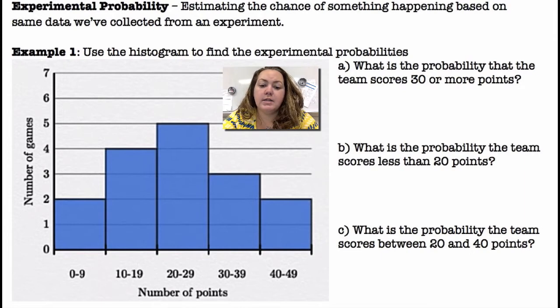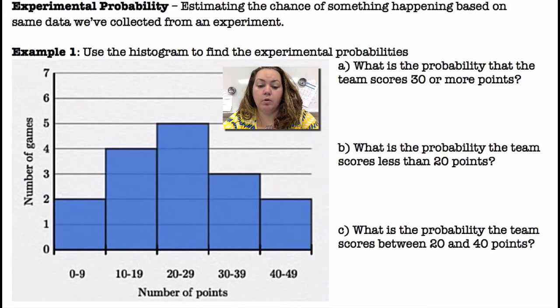Example 1, use the histogram to find the experimental probabilities. This is the number of games and the number of points. Somebody already did the experiment and tracked how many games they played where they got between 0 and 9 points, between 10 and 19 points, between 20 and 29 points, between 30 and 39 points, and between 40 and 49 points. What is the probability that the team scores 30 or more points?